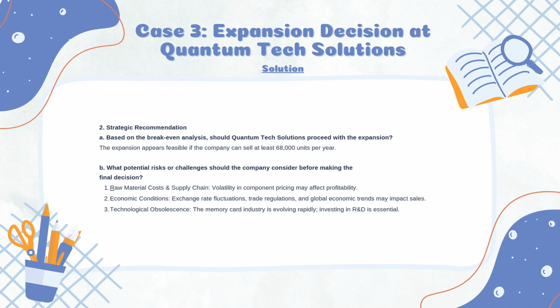Number one is raw material costs and supply chain. Volatility in component pricing may affect profitability. And number two is economic conditions: exchange rate fluctuation, trade regulation, and global economic trends may impact sales. And lastly, number three, technological obsolescence. The memory card industry is evolving rapidly. Investing in R&D is essential.